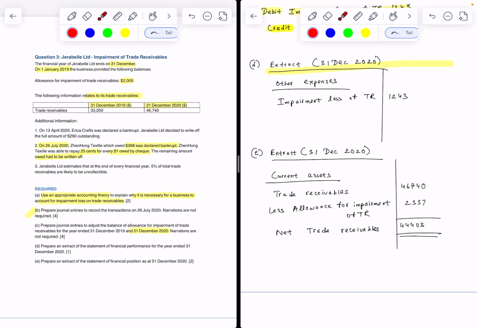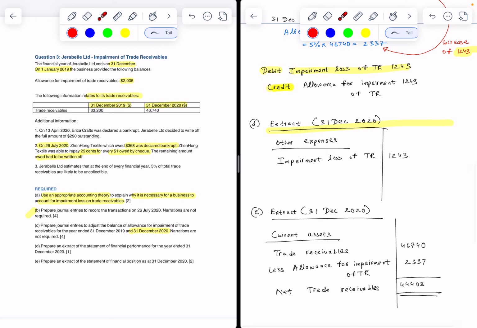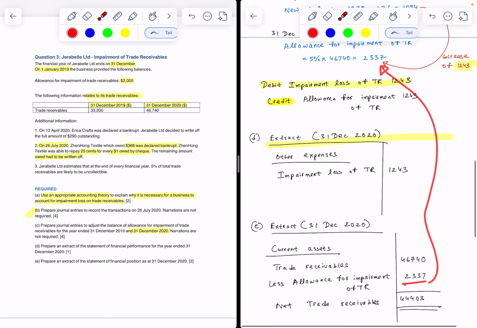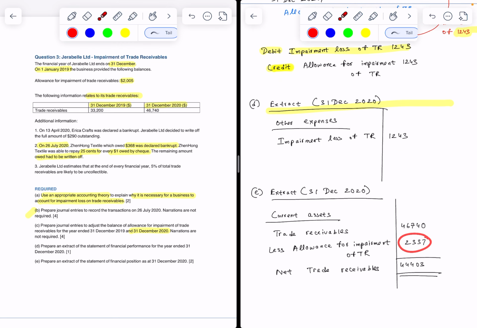Then we will deduct the allowance for impairment of trade receivables of $2,337, which was calculated based on 5% uncertainty multiplied with 46,740 of credit customers at 31 December 2020. That gave us an amount of $2,337, which when deducted from the gross amount of trade receivables of 46,740 gives us 44,403 as the net amount for trade receivables. And that's how you get exactly full marks, which is, I believe, 2, 4, 6, 10, 11, 13. So 13 out of 13.